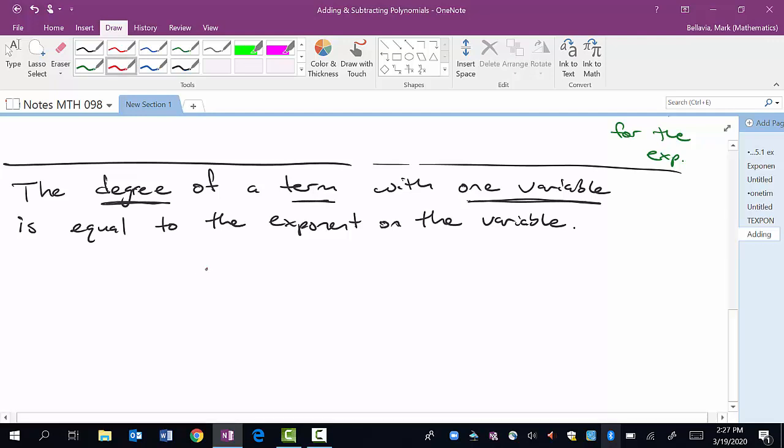An example of something that would look like that would be something like 5x to the fourth. That's one term because there's no addition or subtraction going on here. So you can tell something's a term. It only has one variable in it. And the degree here would be just 4 because that's the exponent. Looking at another one, if I said something like negative 2x to the 7th, the degree here, remember, is the exponent on the variable, which would just be 7.